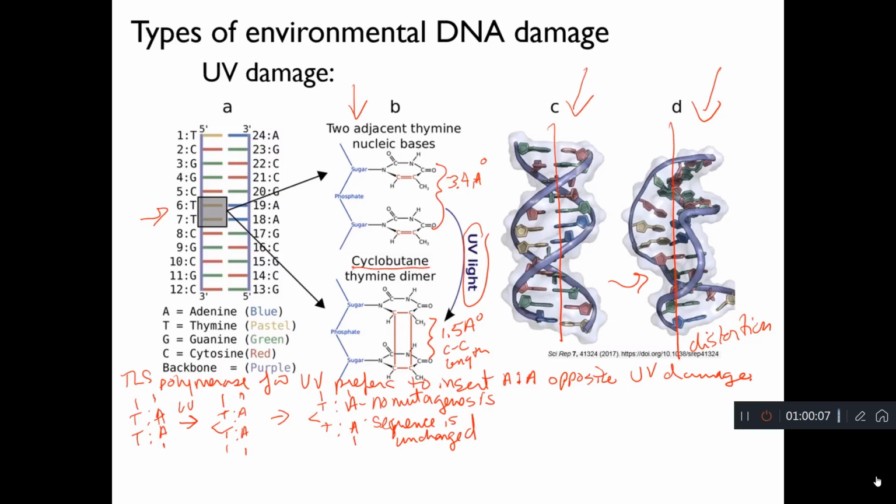And then this strategy obviously fails, right? So if you had a CC dimer, so what's going to happen? So we can draw this here. And again, this would normally be base paired with a G. If we undergo a replication or TLS polymerase, we'll insert A's.